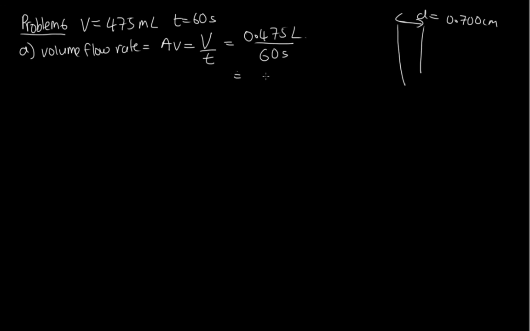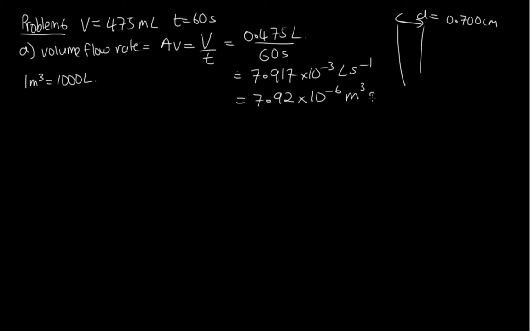We get 7.917 times 10 to the minus 3 litres per second, except let's put it into SI units, which is meters cubed per second. 1 metre cubed holds 1,000 litres. So to convert this from litres per second into meters cubed per second, we're going to have to divide it by 1,000. So that will give us 7.92, just putting it down to 3 significant figures, times 10 to the minus 6 meters cubed per second. So that's the volume of water leaving the tap each second.